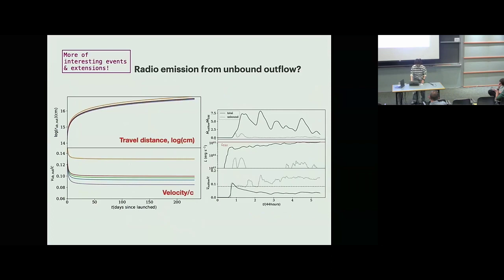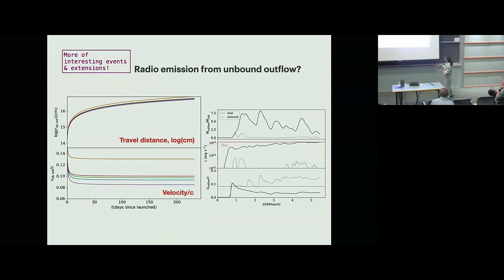By doing that, we can get some of the properties to say they can propagate something like 10 to 16 centimeter, and by the time they reach that distance, which takes usually about 2 to 3 months, you can get a velocity of about near 0.1 c.